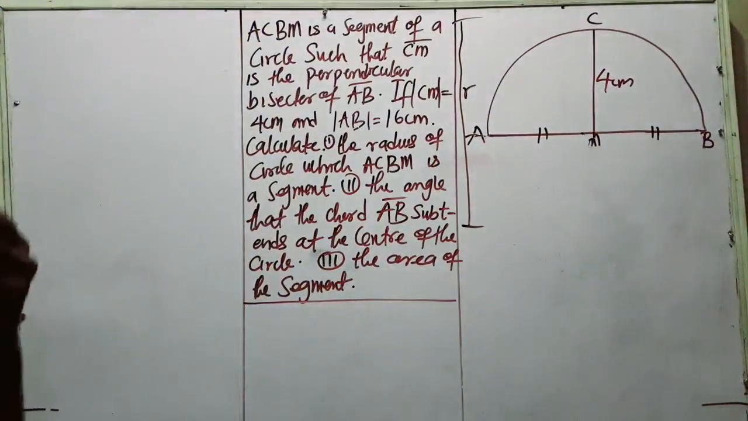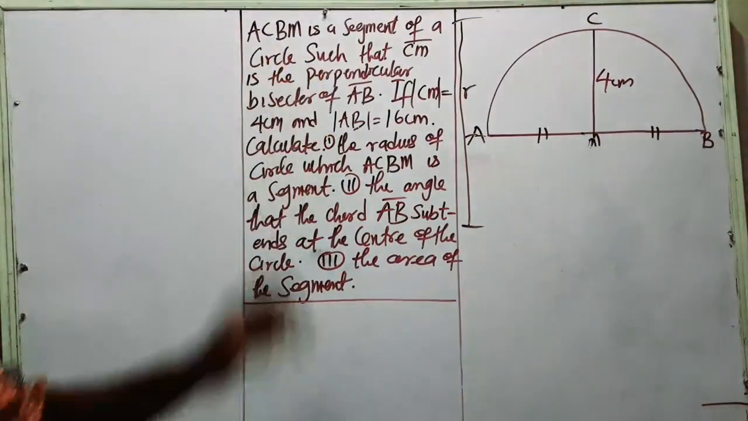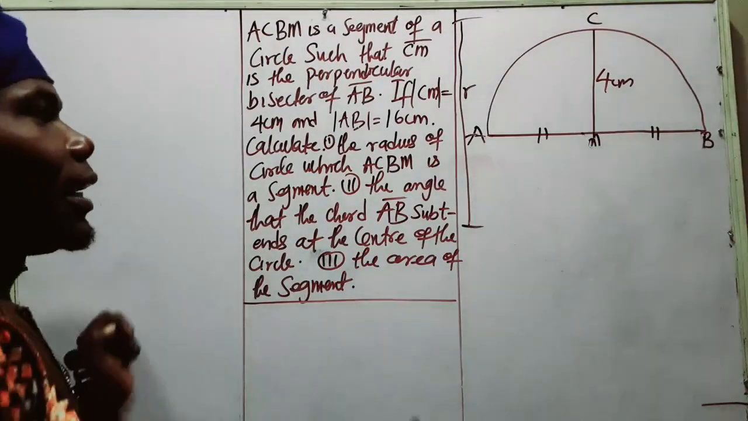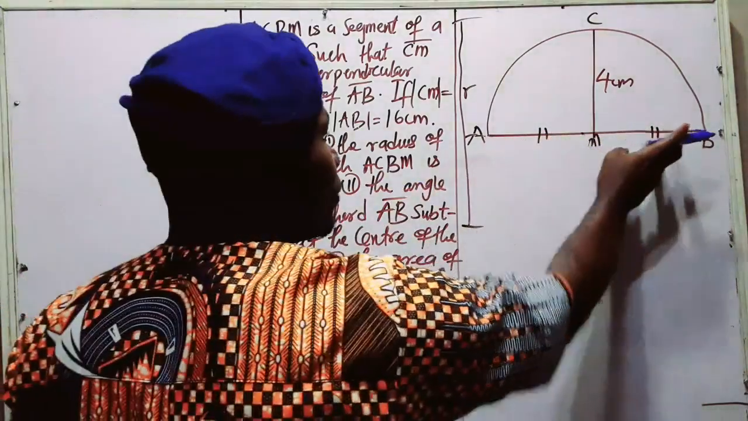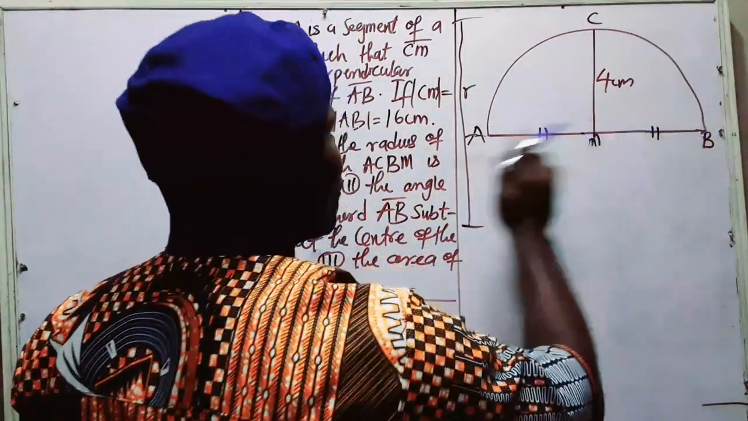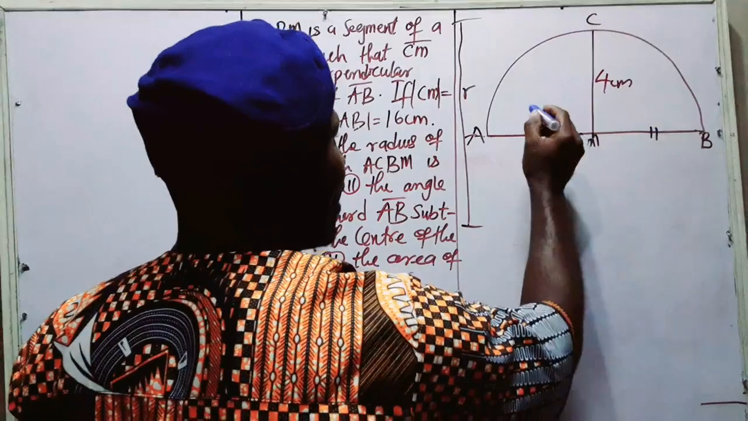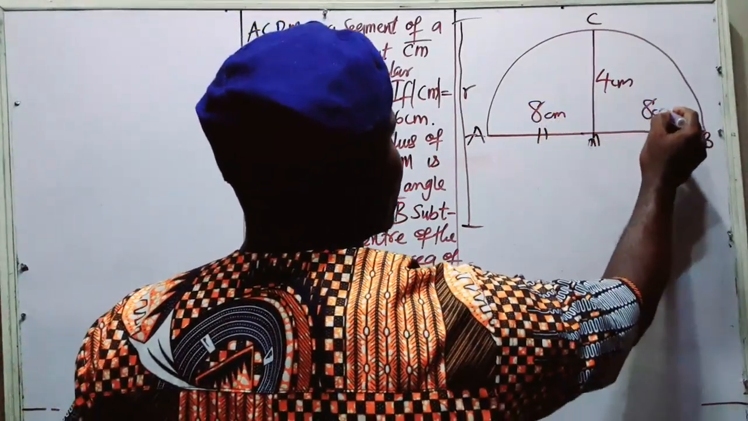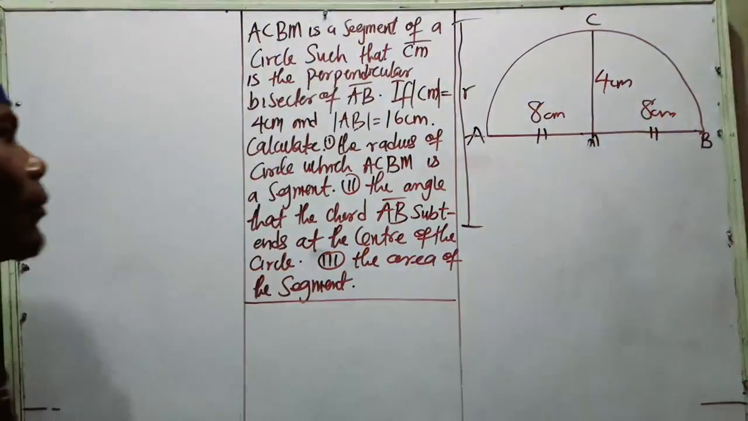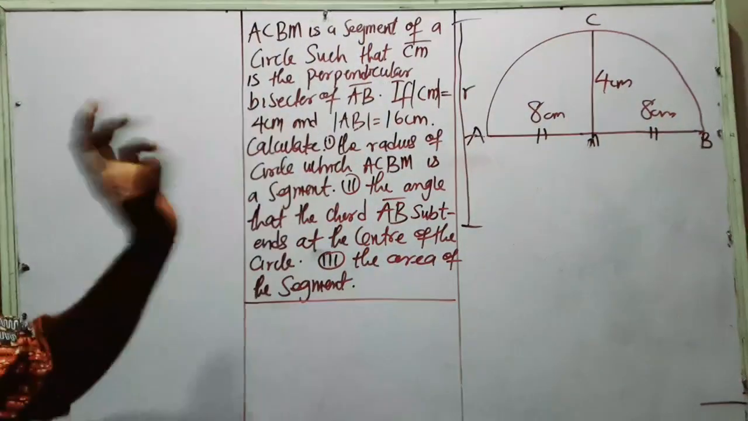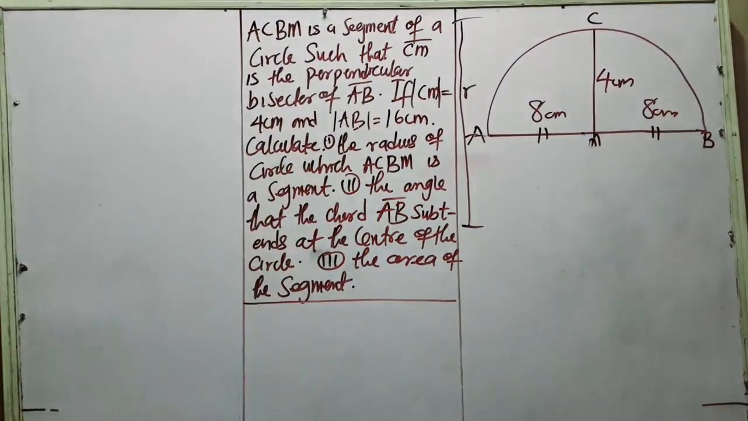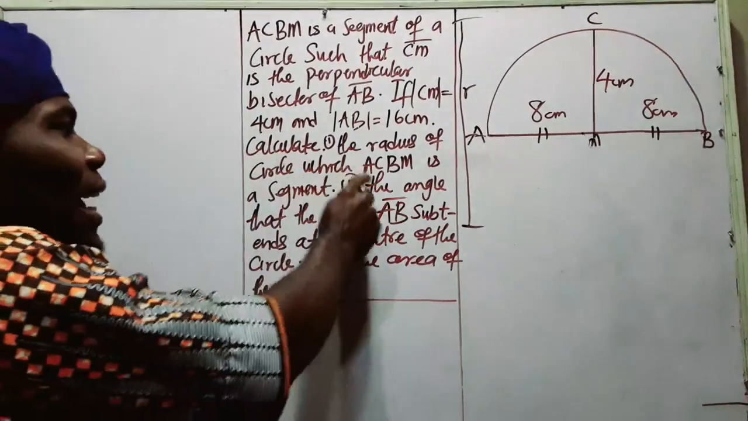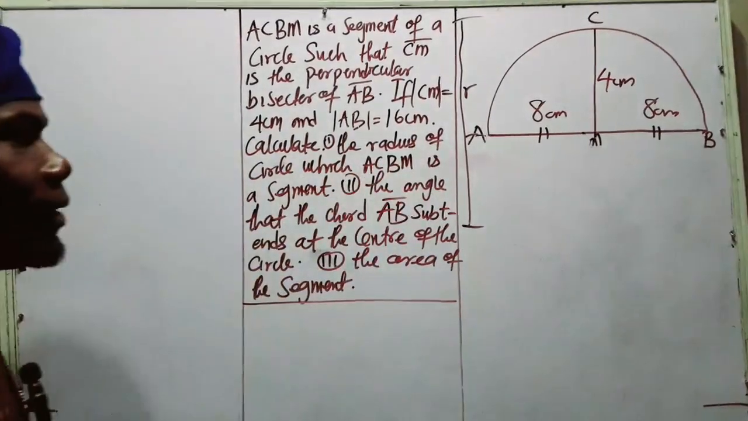And recall, it has been said that CM is the perpendicular bisector of AB, telling us that it has been divided into two. That is why it is now equal. So if it is 16, we have 8 centimeters, 8 centimeters. Now, the question says calculate the radius of the circle of which ACBM is a segment.